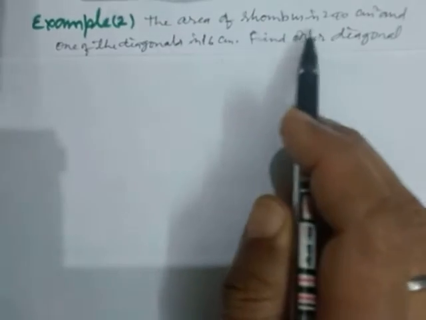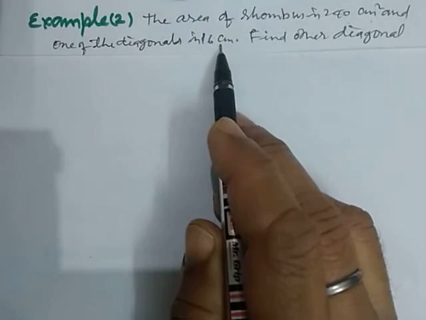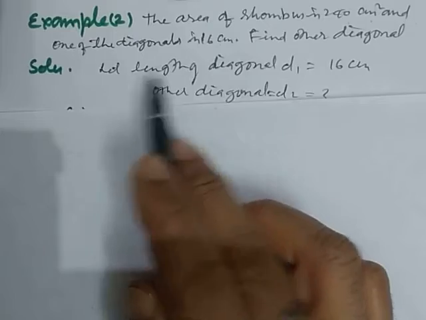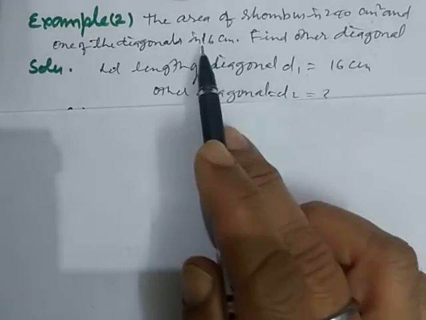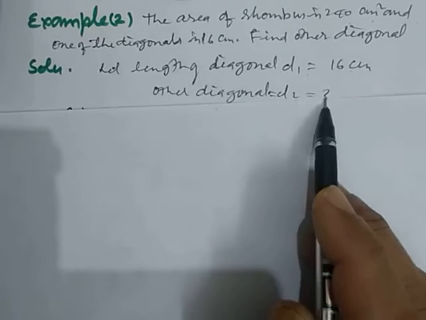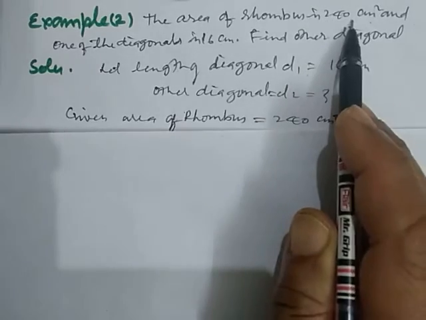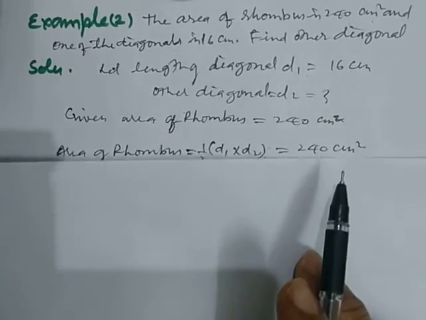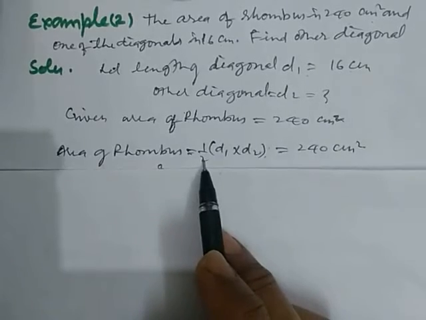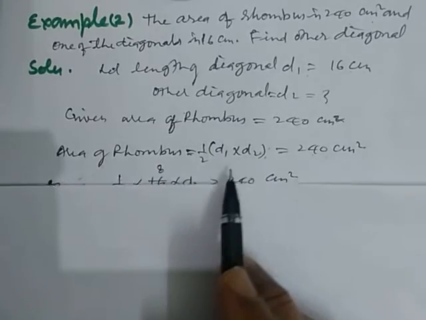The area of a rhombus is 240 centimeter square and one of the diagonals is 16 centimeter. Find the other diagonal. Let the length of diagonal D1 be 16 centimeter, which is provided to us. The other diagonal is D2, which we have to calculate. Given area of rhombus 240 centimeter square. Area of rhombus is given by D1 into D2 by 2, and this is equal to 240 centimeter square.